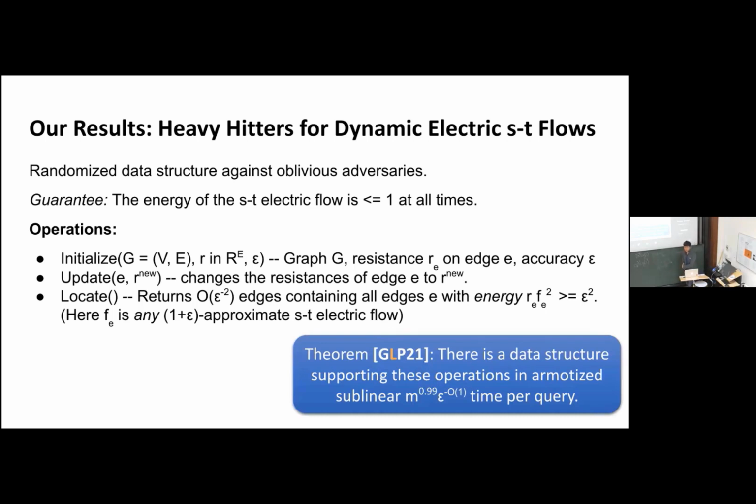Just to clarify, do you actually return the value of the electrical flow on the large edges, or do you just need to know where they are? So the question was, in this data structure, do we just locate the large edges or return the value on them? We can find the subset of edges. This is the harder part. And then given these edges, we can estimate their flow values up to a 1 plus epsilon.